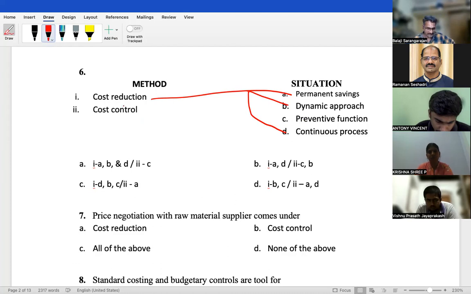Therefore, cost control: 1, A, B, and D. Am I right? Whereas 2, C is the correct one. Therefore, option A is the correct one.